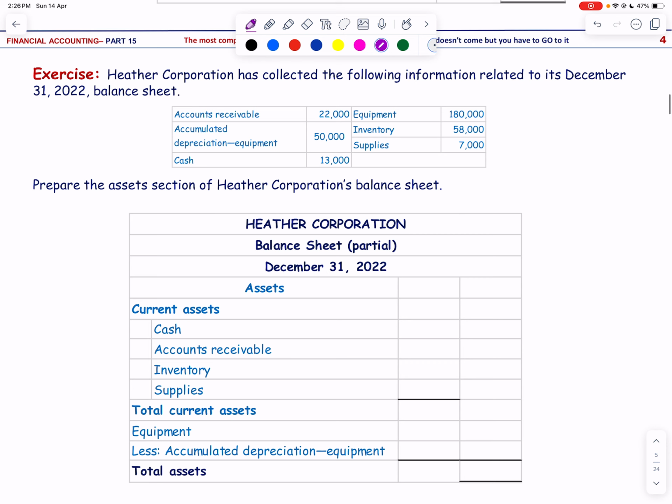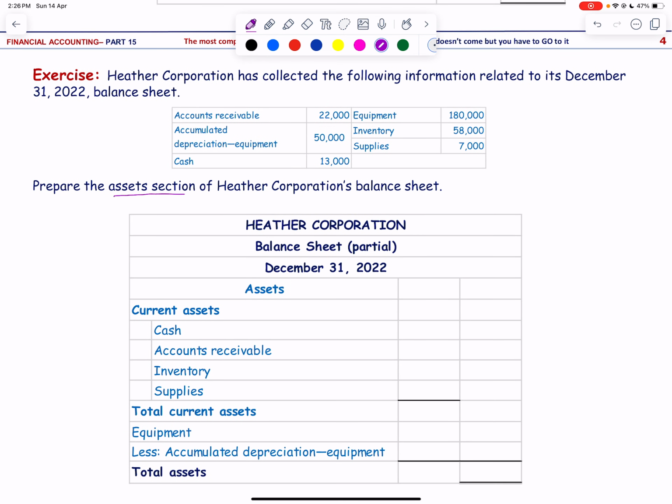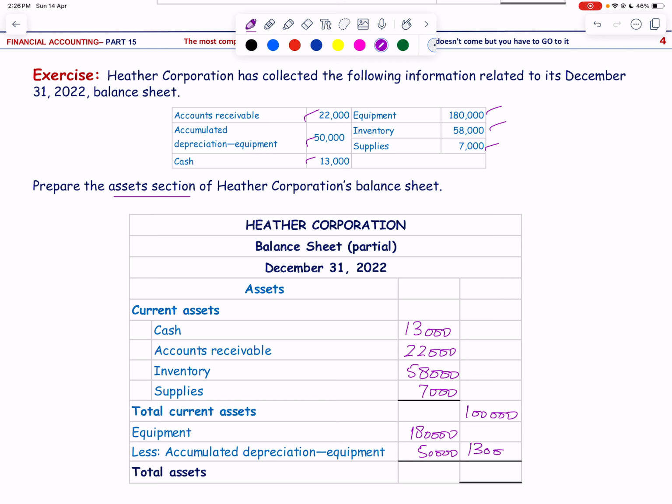Heather Corporation has collected the following and this is similar to the one we have done before. We have to prepare the asset section of Heather Corporation. Once again, we start with the liquidity status of each account. So we start with cash, that is the most liquid asset, 13,000. Then we have accounts receivable 22,000. We have inventory 58,000. Then we have supplies 7,000 and the total is 100,000. To this we add equipment 180,000 and we subtract the accumulated depreciation of 50,000, that makes 130,000 and the total is 230,000. Okay, let us move on to the next exercise.